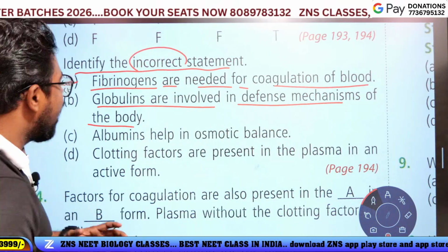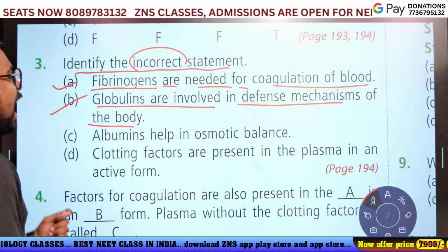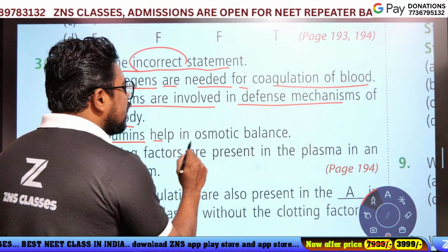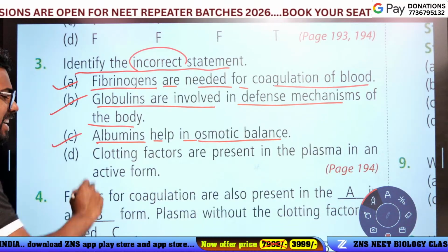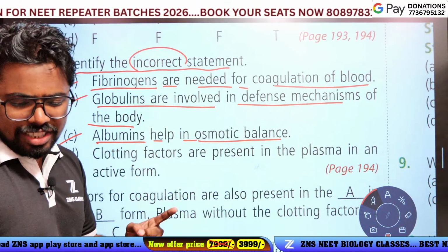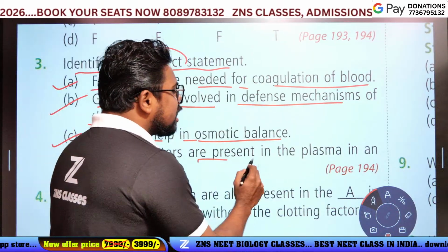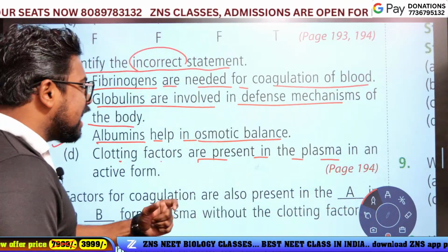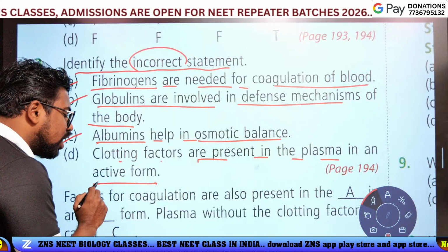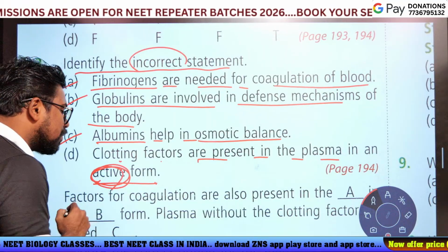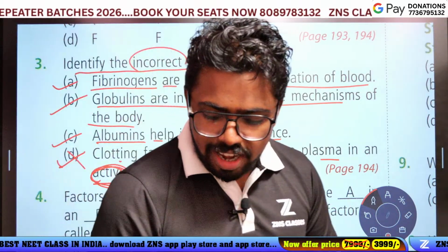This statement is correct. The next: the albumin helps in osmotic balance. The statement is correct. And the next: the clotting factors are present in the plasma in an active form. No, it is inactive form. This statement is the problem. The statement is incorrect.